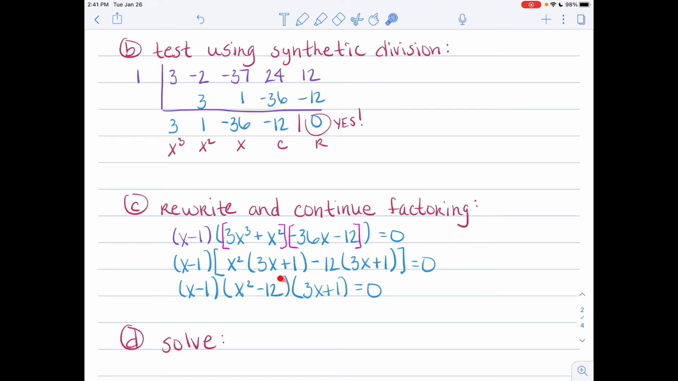We need to investigate this term right here because it has a squared on it and see if we can factor further. I see 2 terms and subtraction, so if that's the case, I need either perfect squares or perfect cubes. And while x squared is a perfect square, 12 is not. So we are not going to be able to use that factoring technique, so we are done with factoring and we're ready to move to solving.